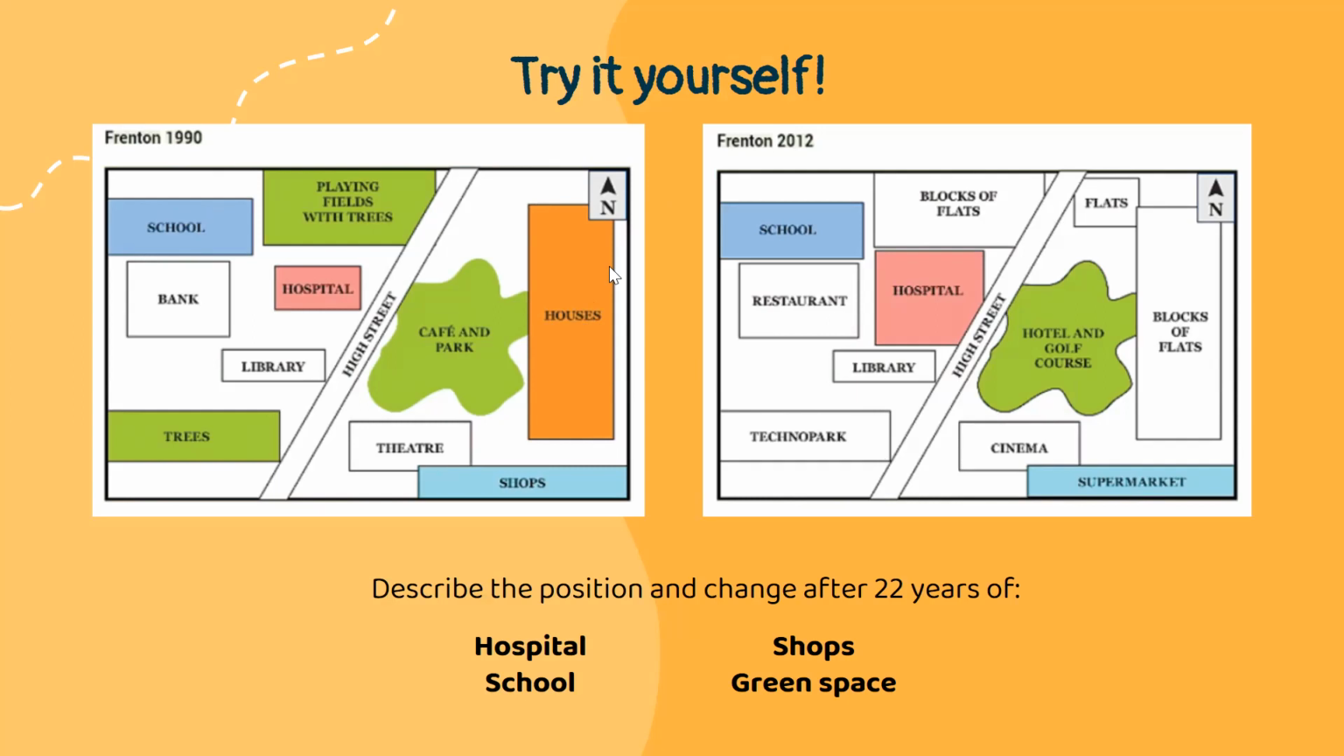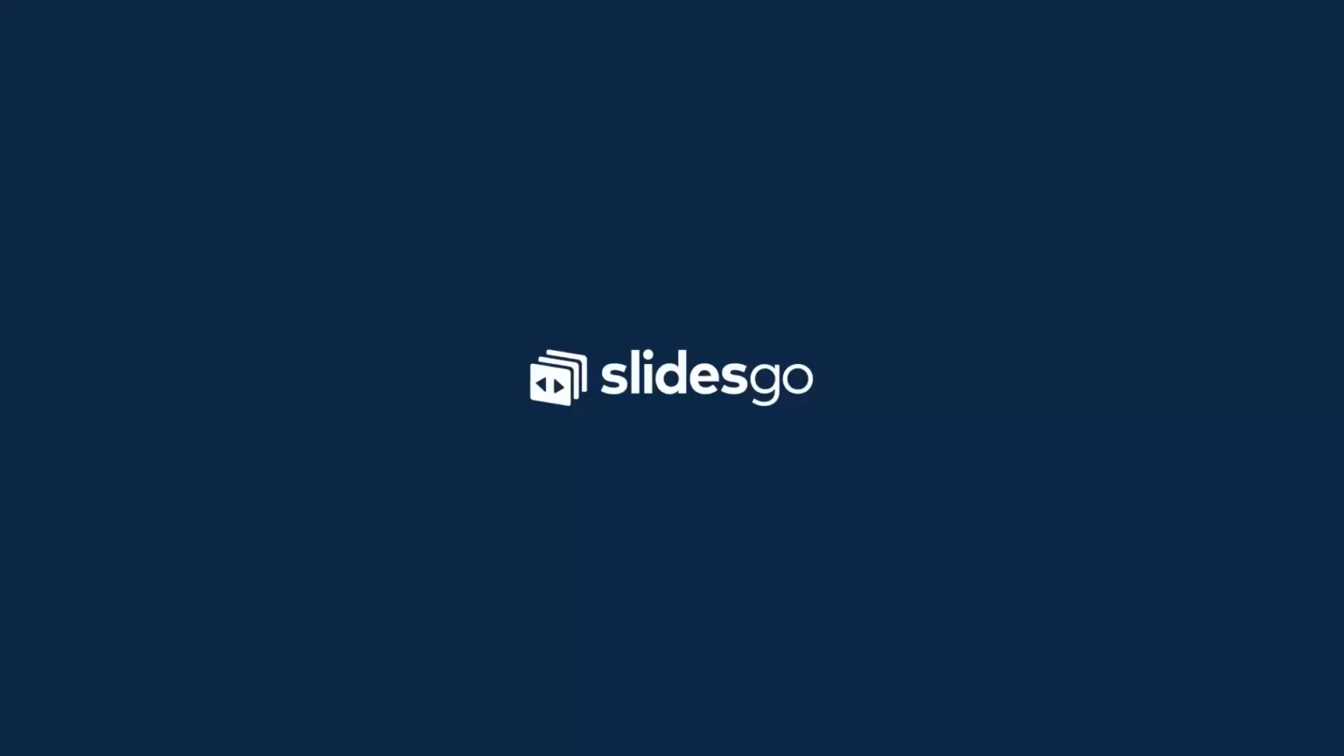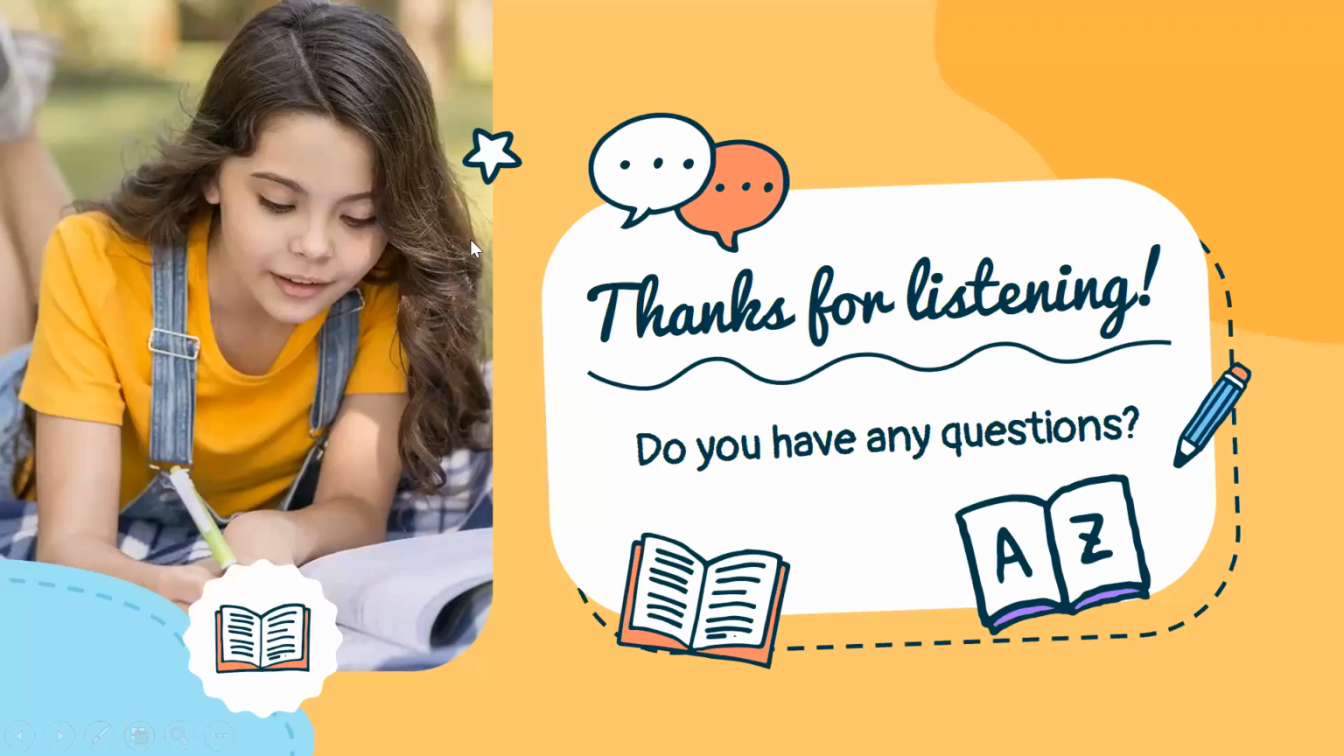Or you can divide it by time period, or by the left of the high street and the right of the high street. But I think you should divide it so that you will have much more room for comparisons, which means putting very different things, or very similar things, in one paragraph, so that you can have more room for comparisons. Okay, so thank you.